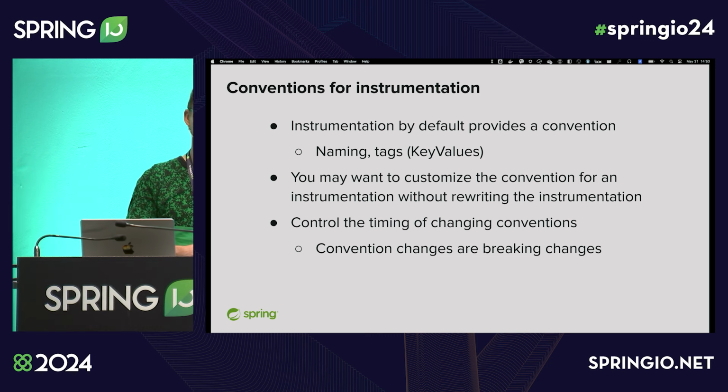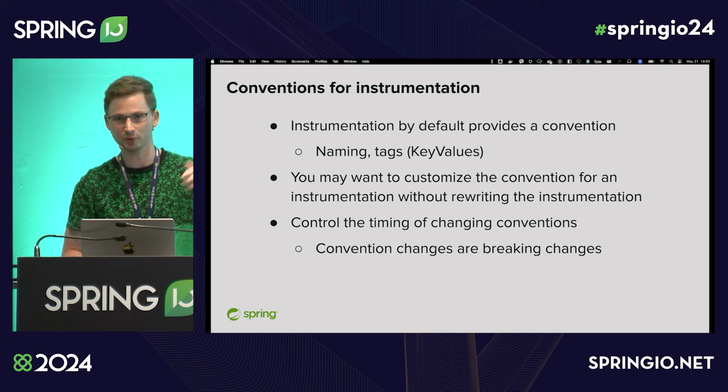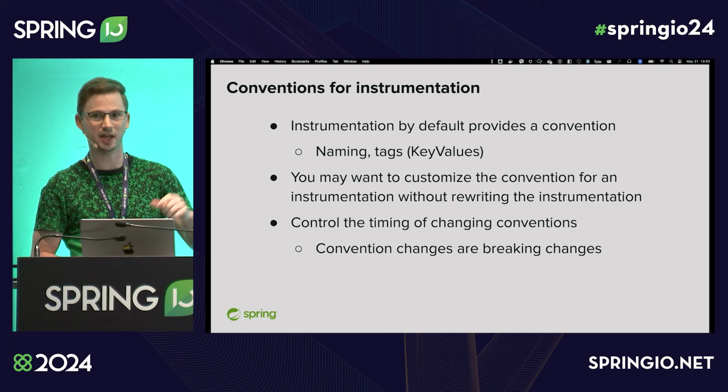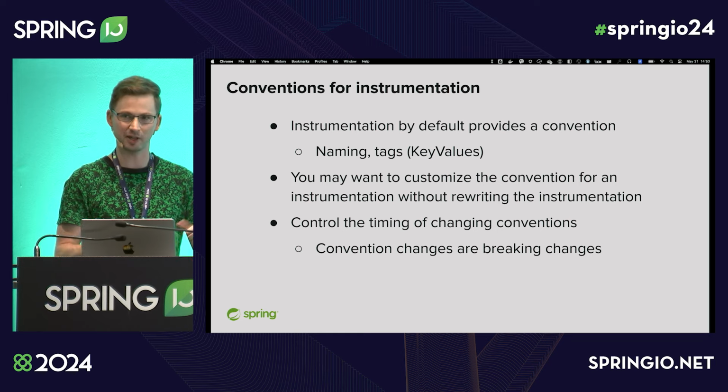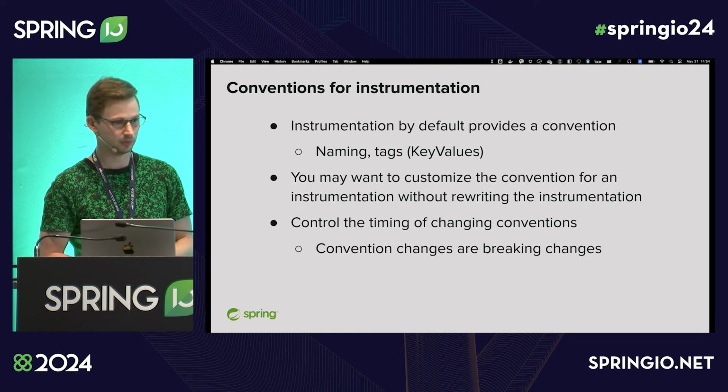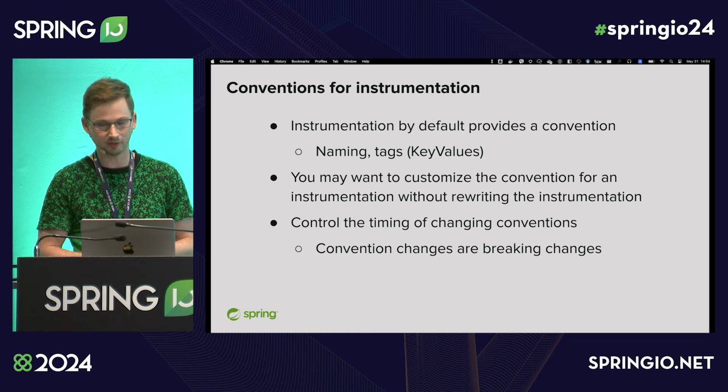It doesn't match what you're using elsewhere in your company. Maybe your company doesn't use all Spring Boot applications. Maybe you have some Golang applications, and those are using a different name for their observability data, and you want to make things match. So there needs to be some way to customize this.